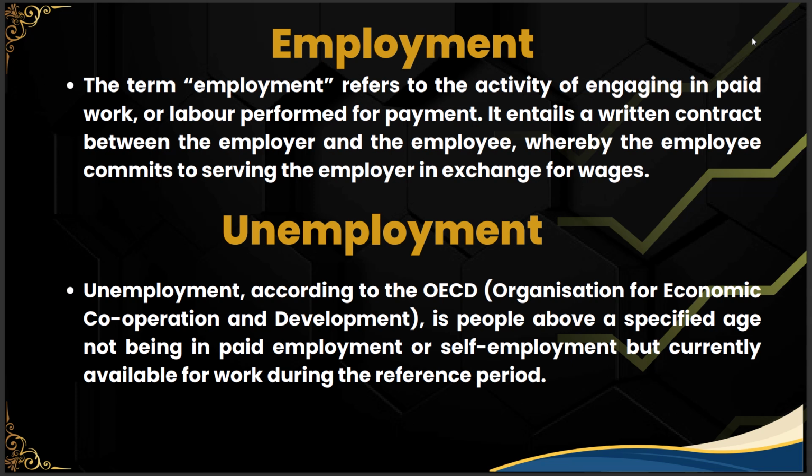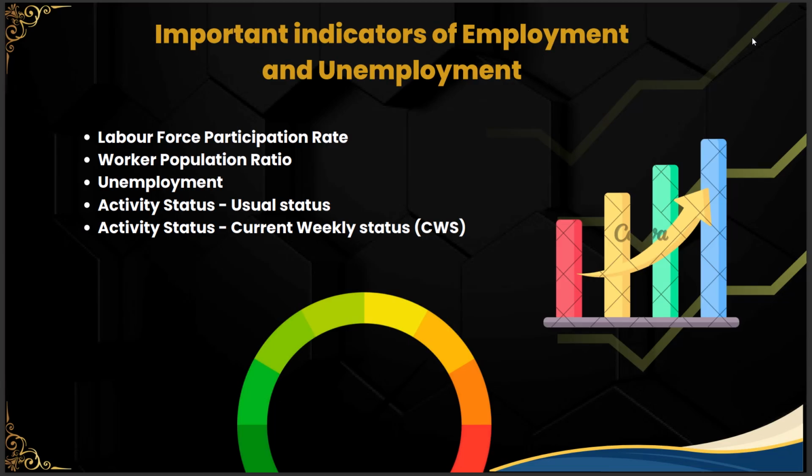Unemployment, according to the OECD, that is the Organization for Economic Cooperation and Development, is people above a specific age not being in paid employment or self-employment but currently available for work during the reference period. See, this refers to people who are available for work but do not have work, or are not in any type of employment. Now let's look into the important indicators of employment and unemployment.